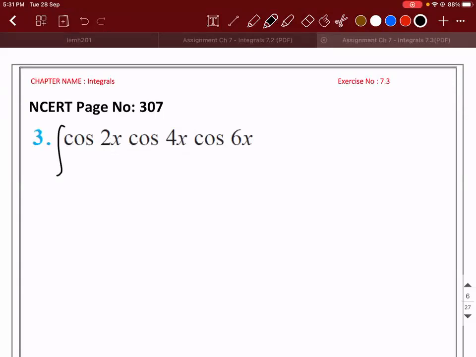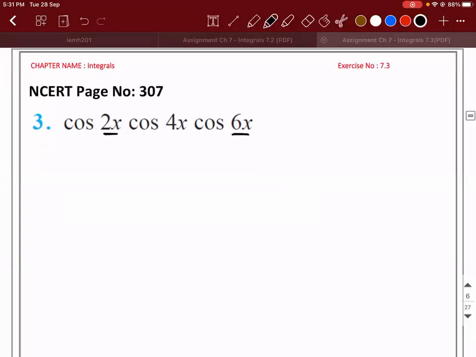How to do this one? Cos 2x into cos 4x into cos 6x. So whenever you have this kind of a scenario, all these are actually problems from your trigonometry only. So whenever you have this kind of a problem, combine the lowest one and the biggest one, so that when you come in the process of combination, you will get the middle term.